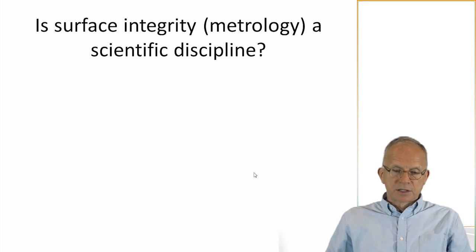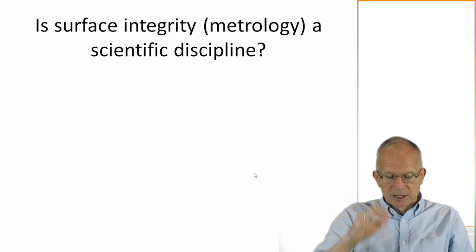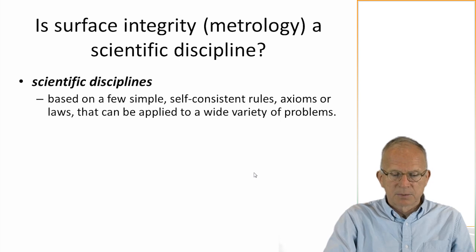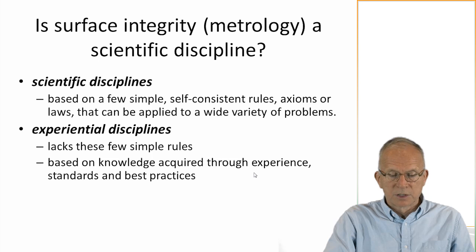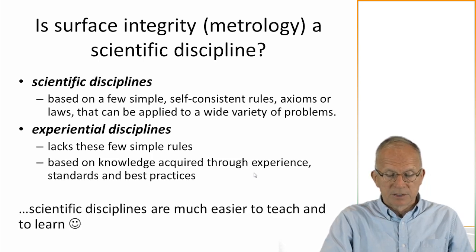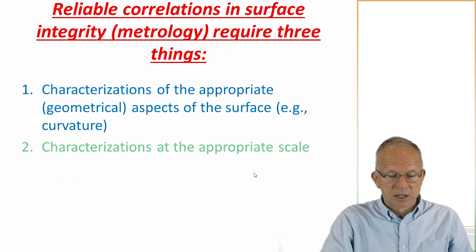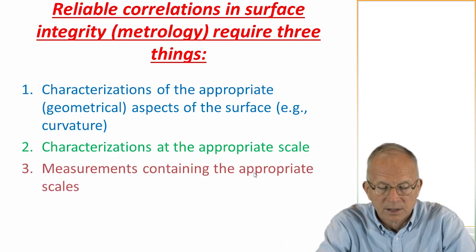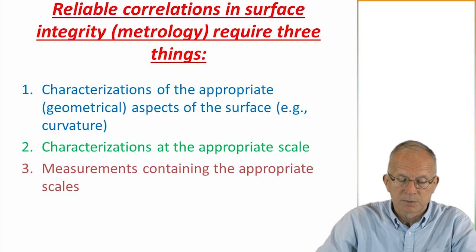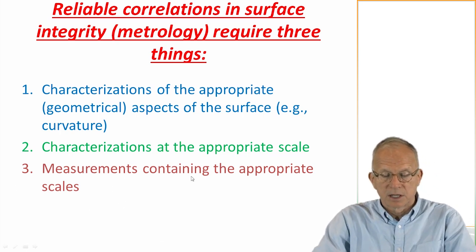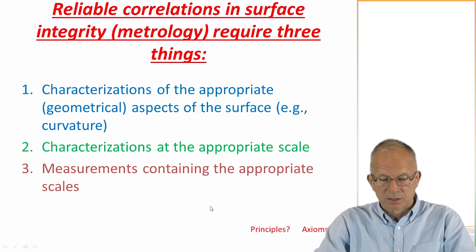This is a question that we looked at previously: can it be a scientific discipline based on a few laws, or is it an experiential discipline? And we note that scientific disciplines are easier to teach. And there were three things that we needed: characterization of the appropriate scales, characterization of the appropriate geometrical aspects, and then sort of a corollary that the measurements had to contain the appropriate scales.